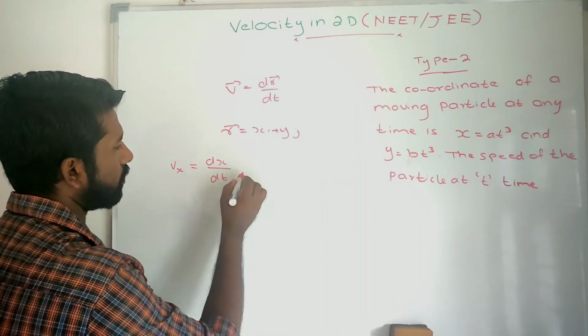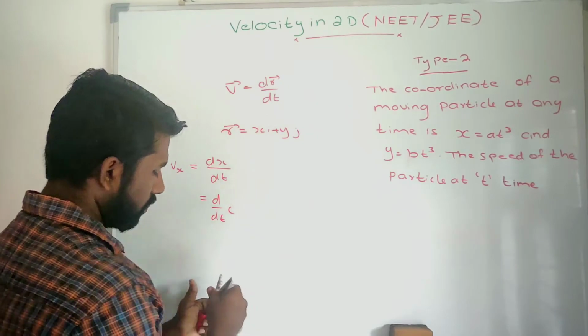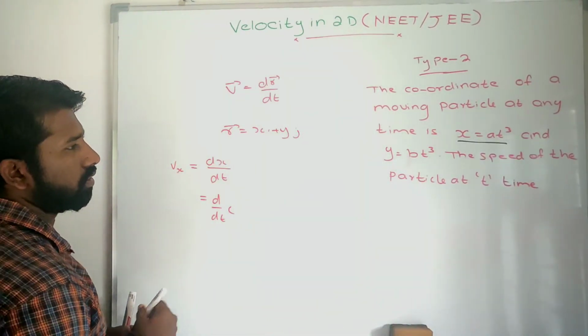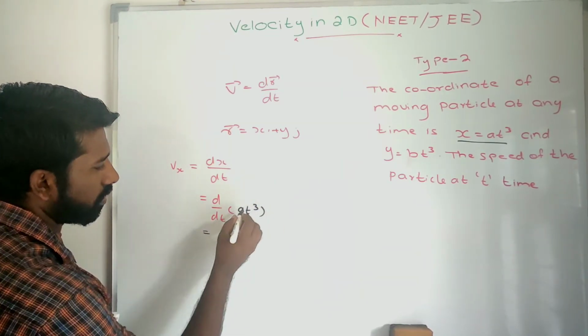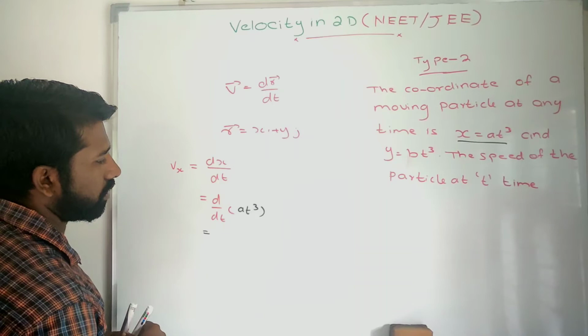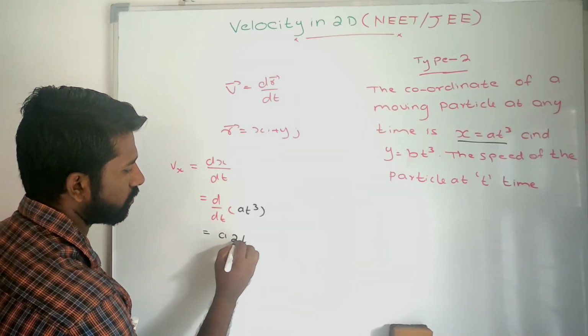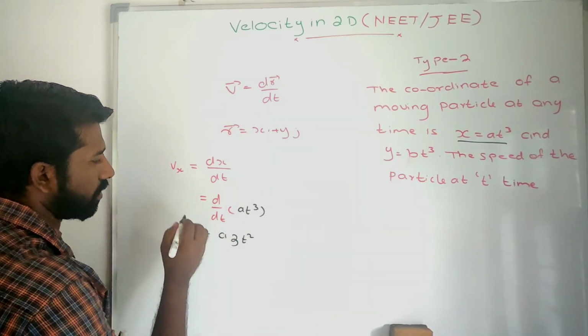So dx by dt is equal to d by dt of x. How much is x? They are given x as a t cube. Okay, so what about the derivative of this? The derivative of this is a into 3t square. Okay, this is the x component of the velocity.